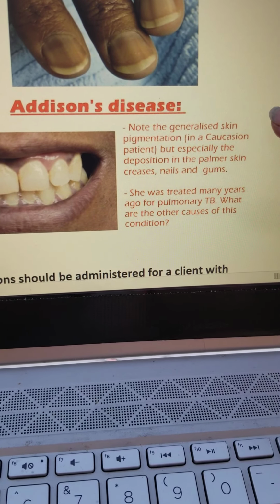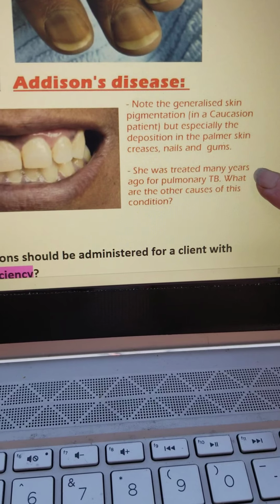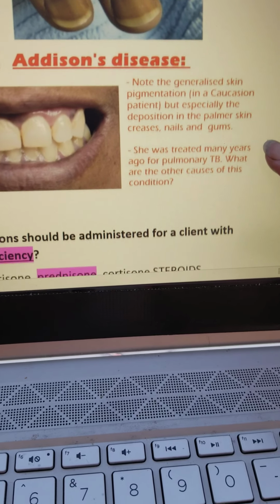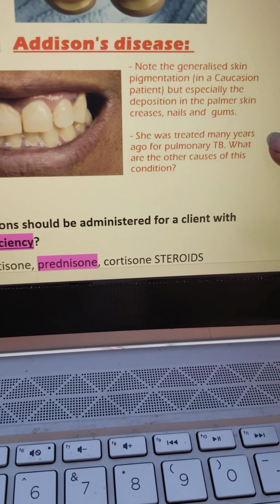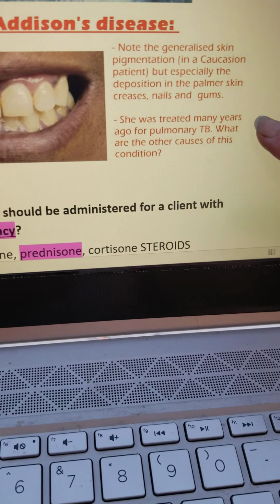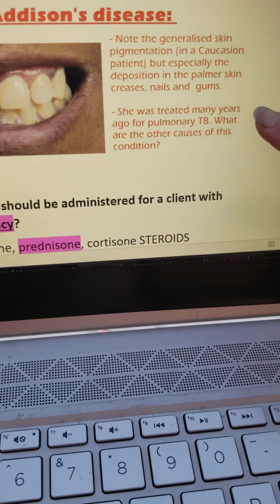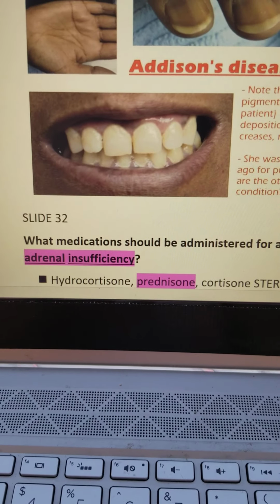Note the generalized skin pigmentation in a Caucasian patient, but especially the deposition in the palmar skin, creases, nails, and gums. She was treated many years ago for pulmonary TB. What are the other causes of this condition?